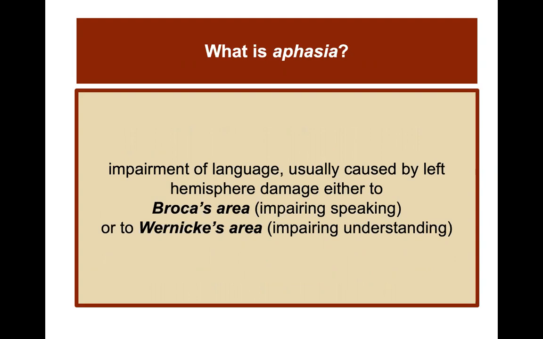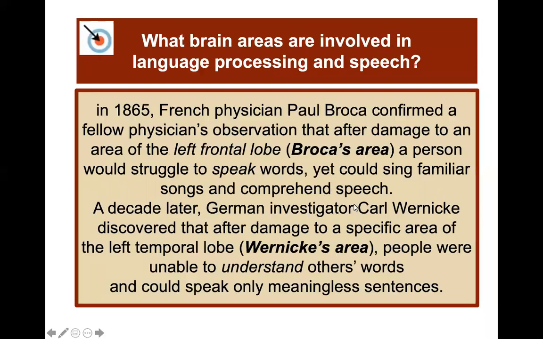So with damage to the left hemisphere, you could have a Broca's aphasia, which is an impairment in speaking, or a Wernicke's aphasia, which is an impairment in understanding of language. In 1865, Paul Broca confirmed, this is how we came up with the term Broca's area, a fellow physician's observation that after damage to an area of the left frontal lobe, a person would struggle to speak words, yet could sing unfamiliar songs and comprehend speech.